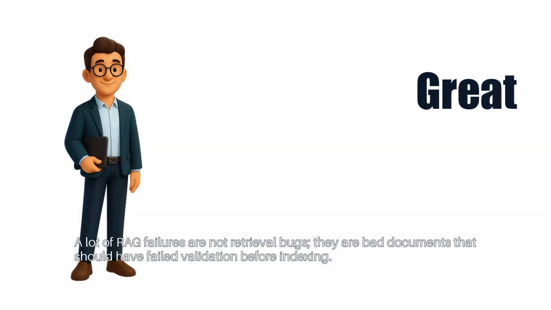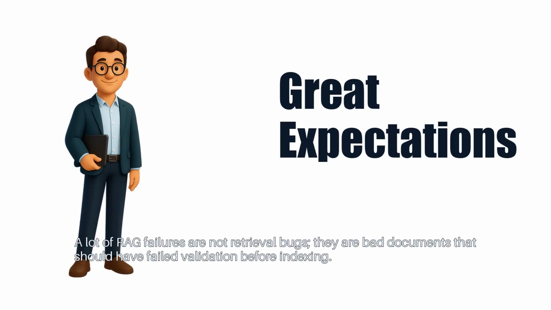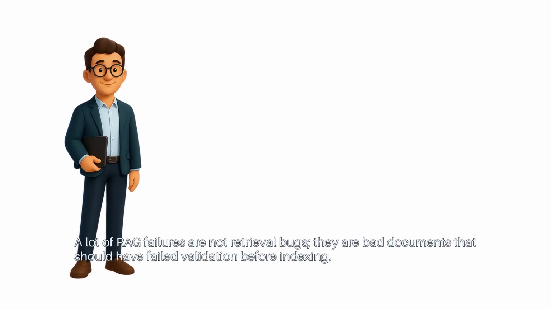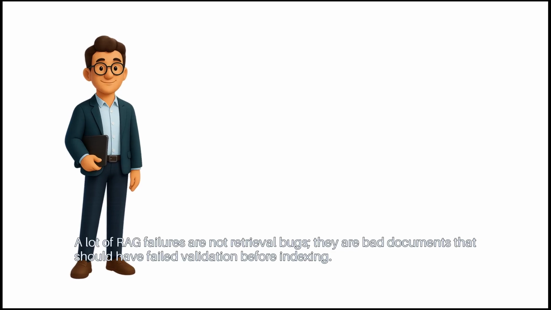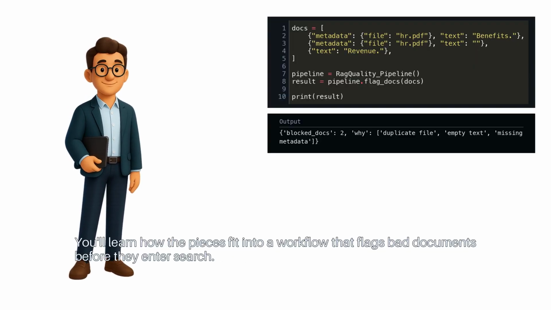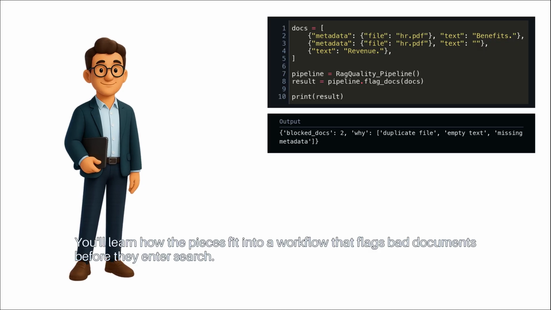A lot of RAG failures are not retrieval bugs. They are bad documents that should have failed validation before indexing. You'll learn how the pieces fit into a workflow that flags bad documents before they enter search.